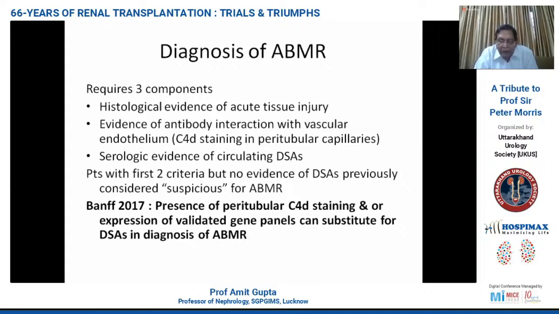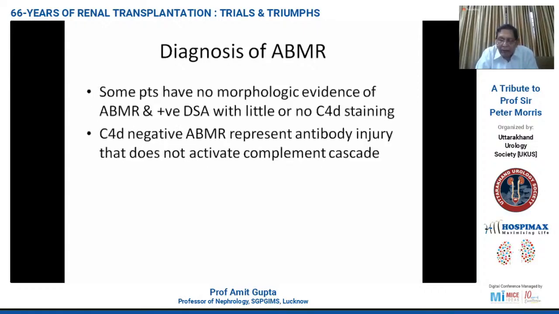And patients with the first two criteria, but do not have the evidence of DSAs, were previously considered to be suspicious for ABMR. The BANFF classification in 2017 suggested that the presence of peritubular C4d staining and/or the expression of validated gene panels can substitute for donor-specific antibodies in the diagnosis of antibody-mediated rejection.